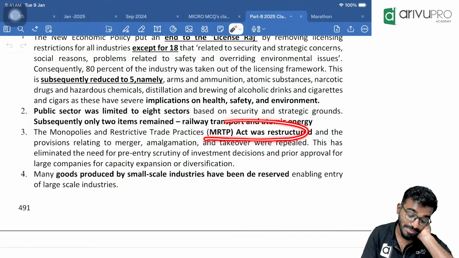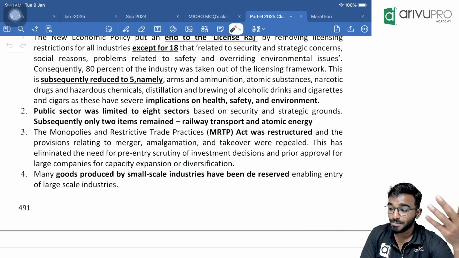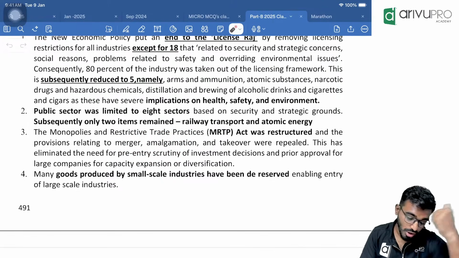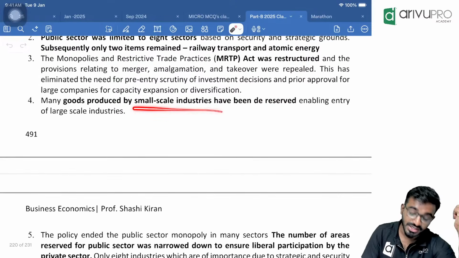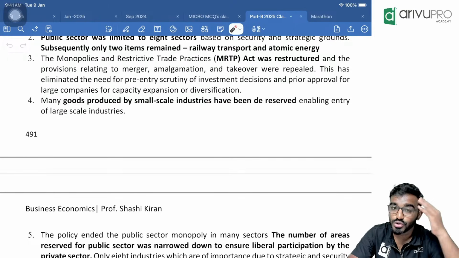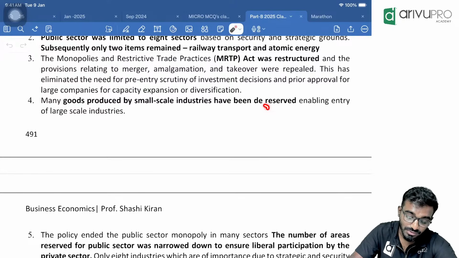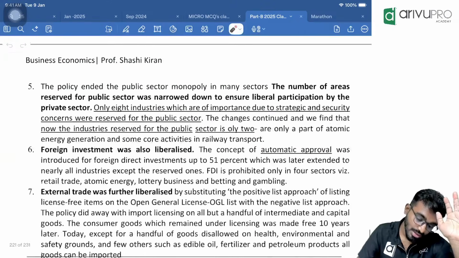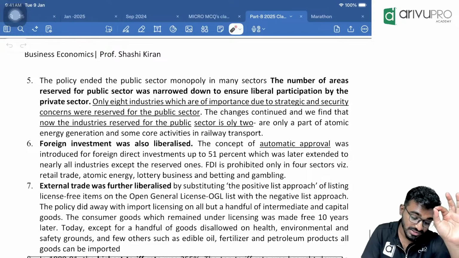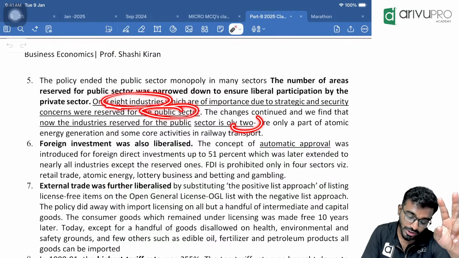Earlier we had the MRTP Act. We repealed it and replaced it with the Competition Act of 2002, a competition-based policy for all mergers, acquisitions and takeovers. And in small scale industry, we had reserved 800 items. Only small scale could produce them. But even though there was high export potential, they were unable to produce. Now we de-reserved. Anyone can produce it. Also, the number of areas reserved exclusively for the public sector was brought down. Now it is only 2. As I said, earlier it was 18, then 5, and again brought to 2.